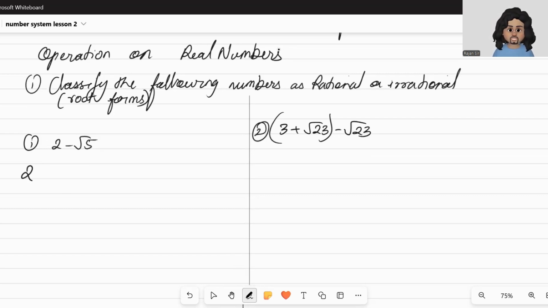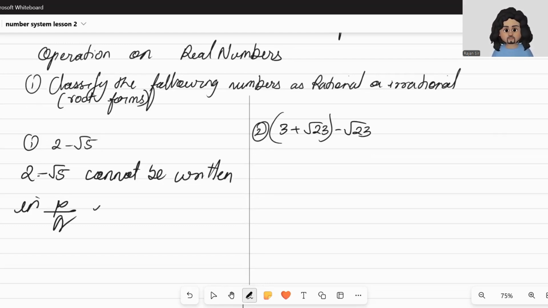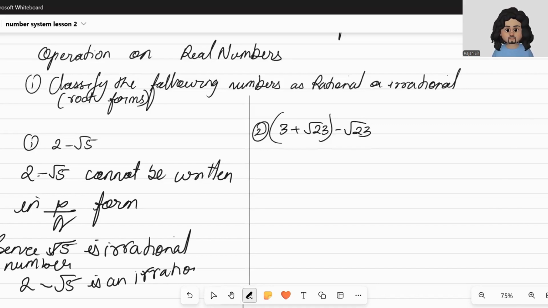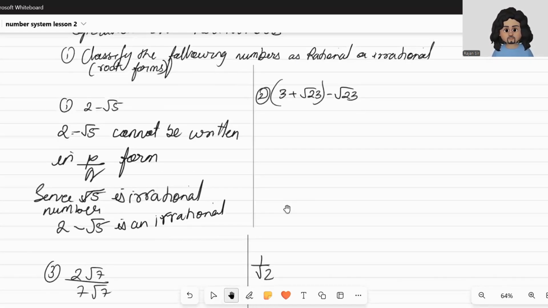So we can understand 2 minus root 5 cannot be written in P by Q form since root 5 is an irrational number. Okay. So therefore, this is an irrational. So 2 minus root 5 is an irrational number.